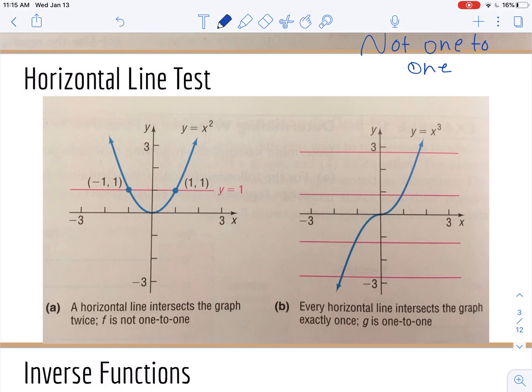We can see with A, we draw a horizontal line right away. Our y value repeats itself. It's not okay. It's not a one-to-one function. It still is a function. It's not one-to-one though. B, every horizontal line intersects the graph exactly once. So we call it a one-to-one function. All right, cool. That works out.